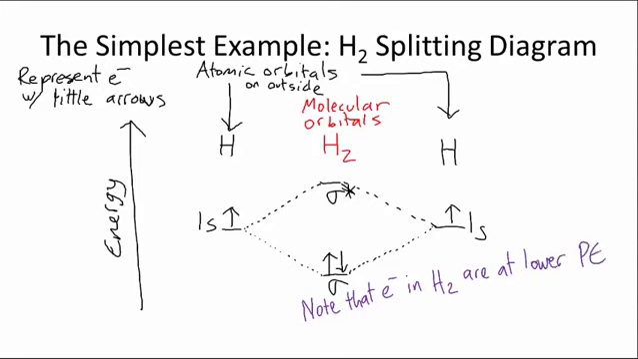So the question is, why do they go in the lower energy one? And the answer is, well, electrons always want to go into the lowest energy orbital possible. If you go back to your first year of chemistry and you talk about electron configuration, you always fill from the bottom up because electrons will go to the lowest potential energy they can. So in H2, they're at lower potential energy than they were in the 2 separate H atoms.